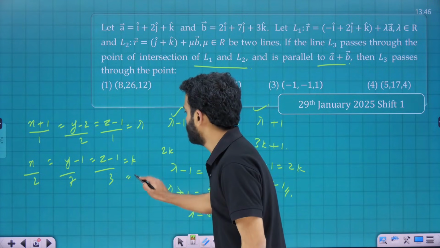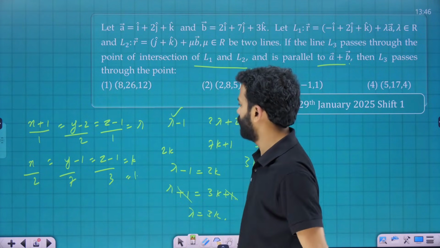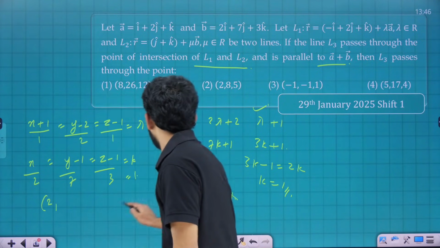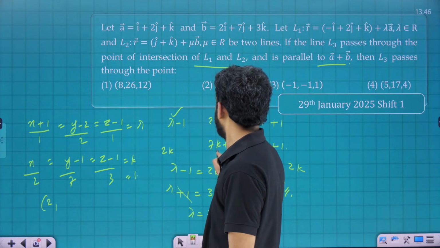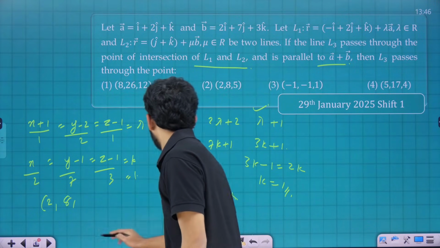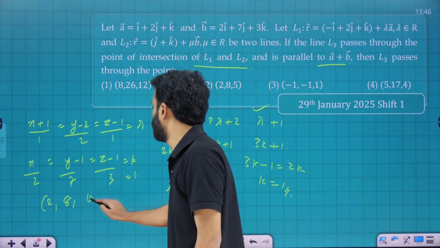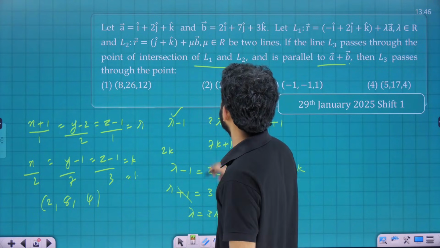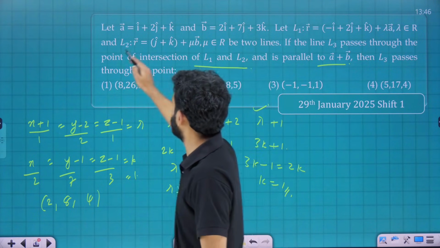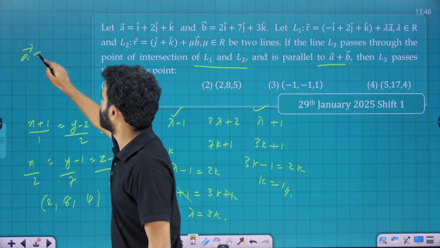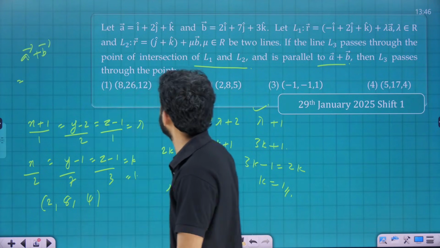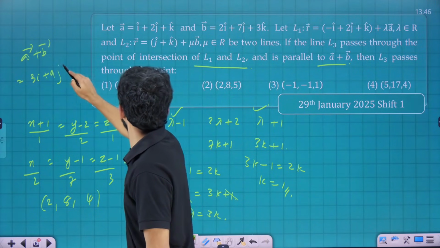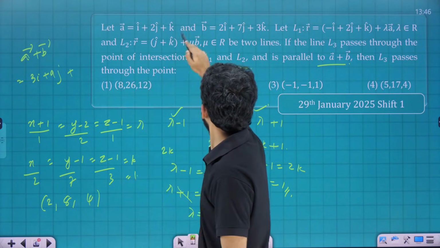Therefore, if you put k is equal to 1 here, you will get the corresponding point of intersection. I'm going to write it here. That is 2. And 1 means 8. That is 2, 8. And again 1 means 4. That is the point of intersection is 2, 8, 4. And it is parallel to the vector A plus vector B, right? What is vector A plus vector B? Vector A plus vector B is 3i plus 9j plus 4k.